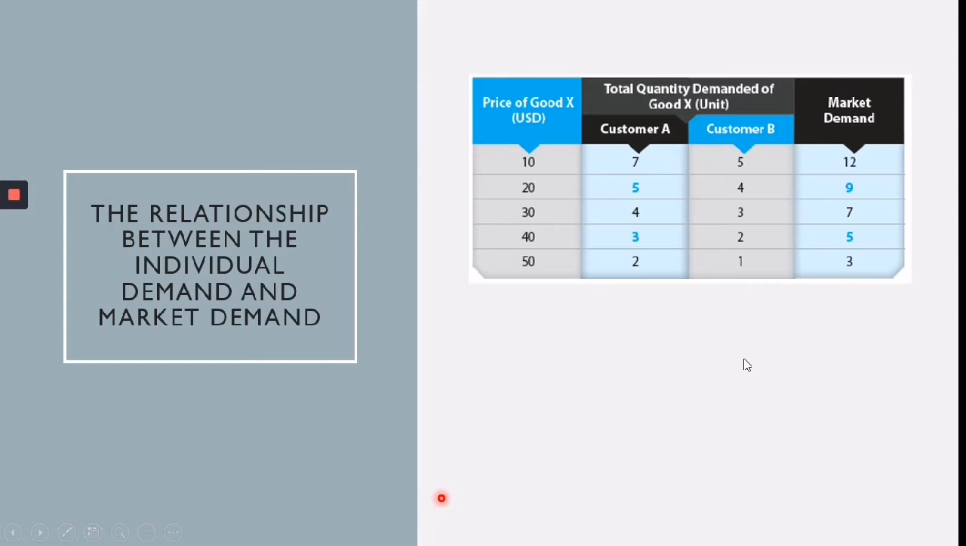So how do we look at the relationship between the individual demand and market demand? Let's look at this table. There are 5 different prices for good X: 10, 20, 30, 40, and 50. The second column shows the total quantity demanded of good X by consumer A, while the third column shows the total quantity demanded of good X by customer B, and the last column shows the market demand for good X at each price level.